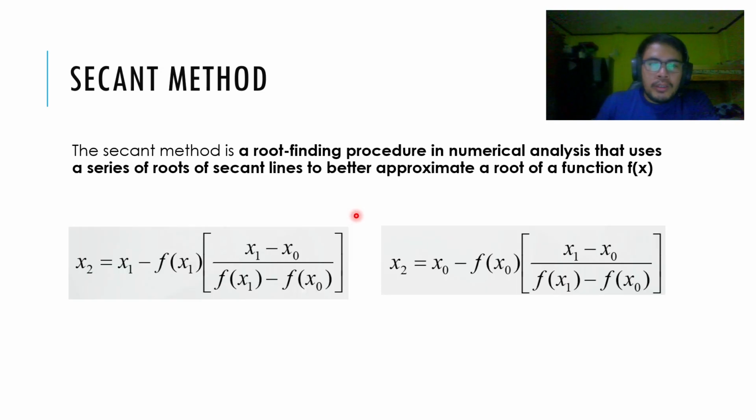According to Google, the secant method is a root finding procedure in numerical analysis that uses a series of roots of secant lines to better approximate a root of a function f of x. We are not going to discuss how we arrive at this formula, but these are the key formulas that we are going to use in finding the x sub 2 by using the secant method.